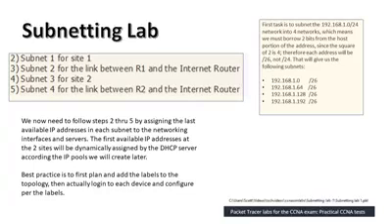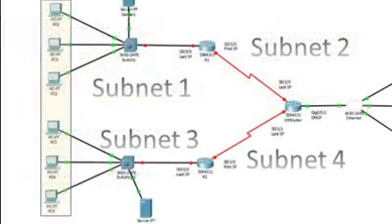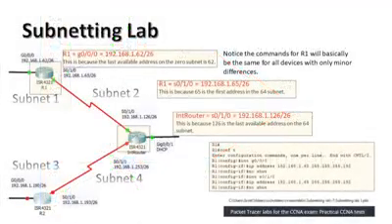All right, we now need to follow steps 2 through 5 by assigning the last available IP addresses in each subnet to the networking interfaces and servers. The first available IP addresses at the 2 sites will be dynamically assigned by the DHCP server according to the IP pools that we will create later. Best practice is to first plan and add the labels to the topology, then actually log into each device and configure per the labels.